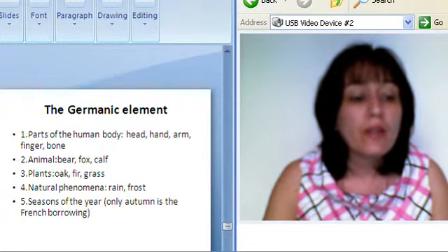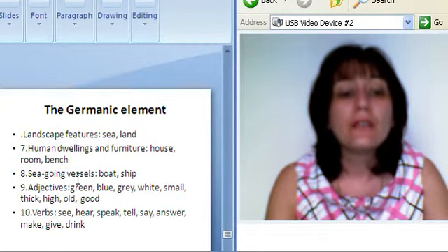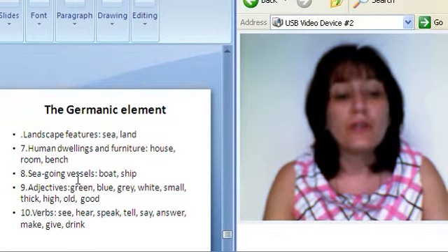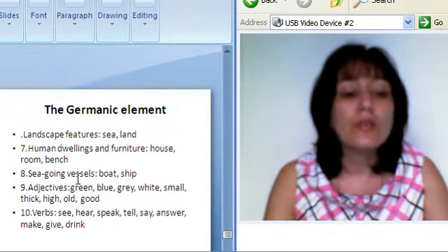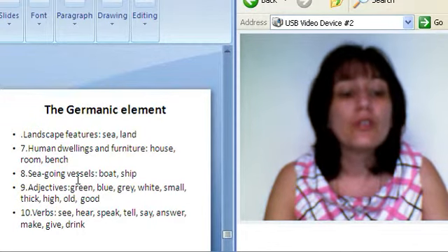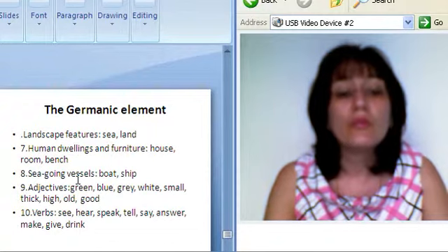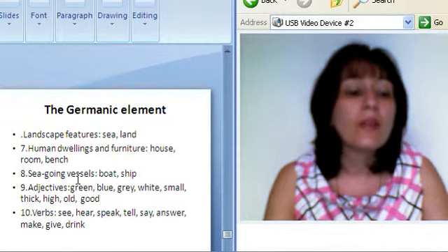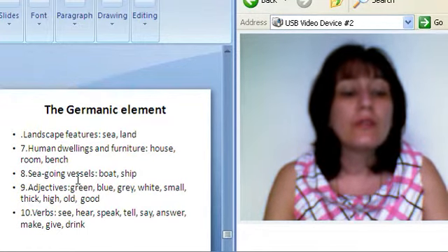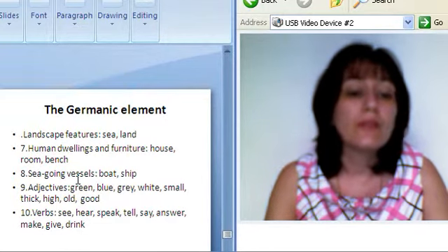Landscape features: sea, land. Human dwellings and furniture: house, room, bench. Sea-going vessels: boat, ship. Adjectives: green, blue, gray, white, small, thick, high, old, good. Verbs: to see, to hear, to speak, to tell, to say, to answer, to make, to give, to drink.